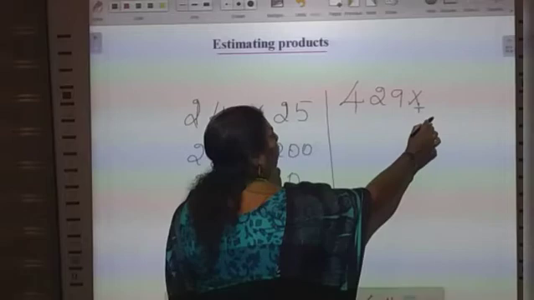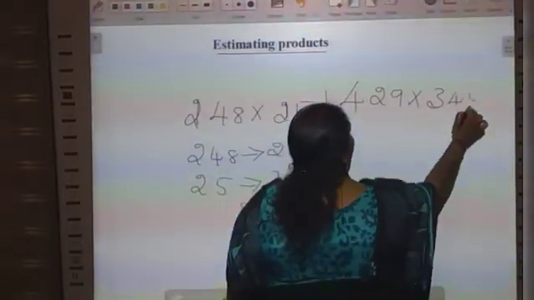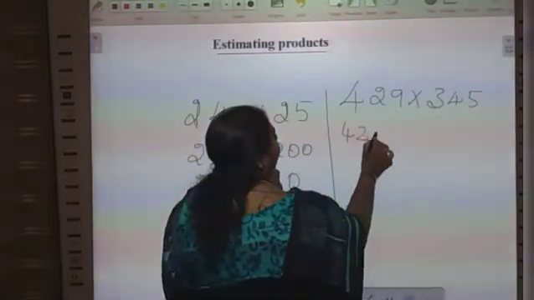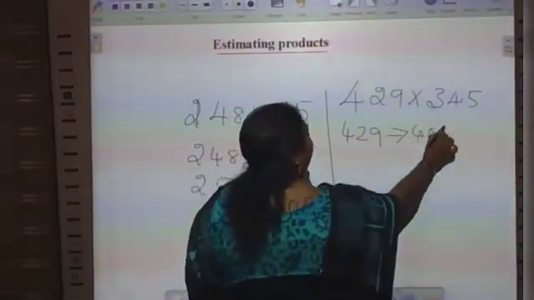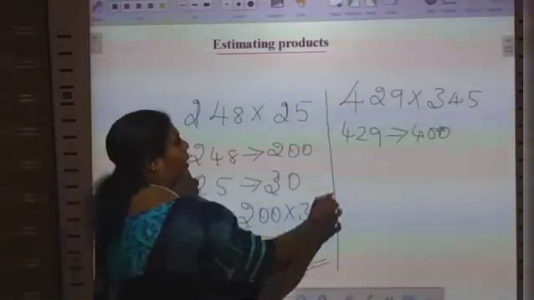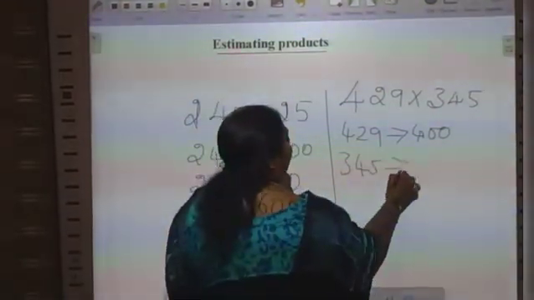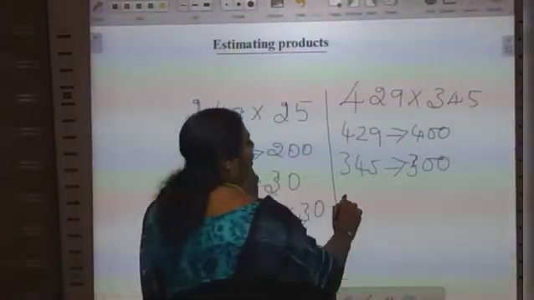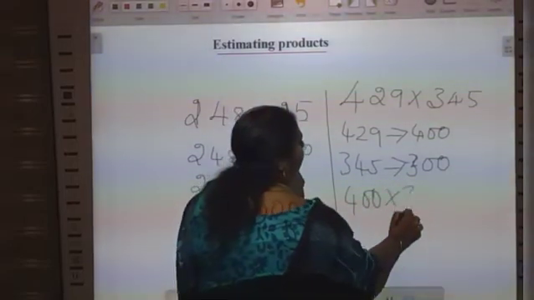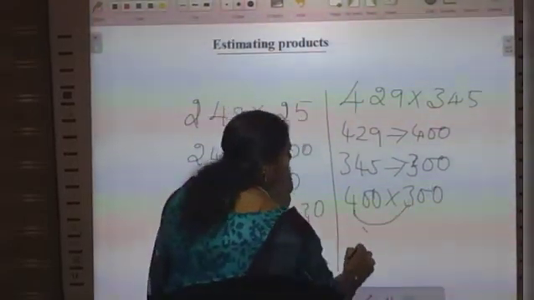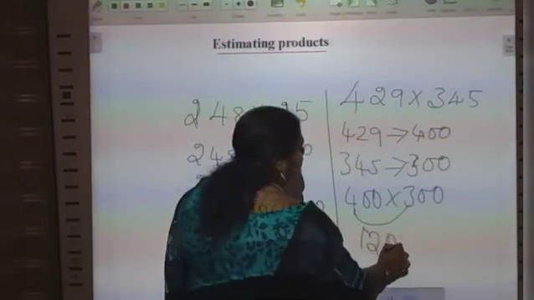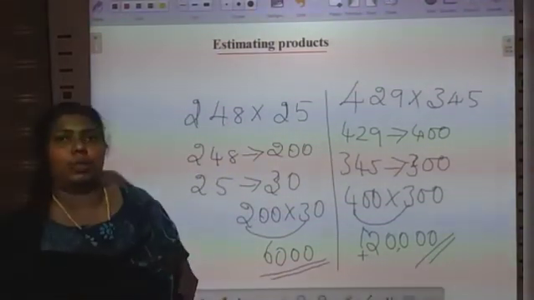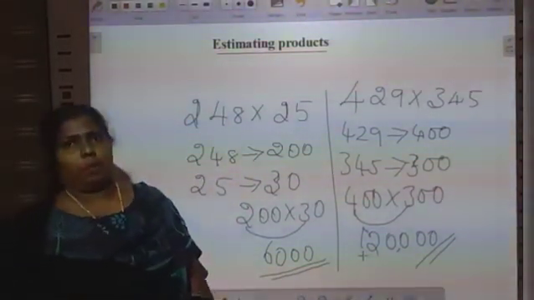429 into 345. Okay, 400 estimating value. 429 nearest to 100 is how much? It will come 400, right? Then 345. The nearest value nearest to 100 is 300. Now multiply 400 into 300. 4 times 3 is 12. Then how many zeros we want to add? 4 zeros. So the answer is 1,20,000. This is estimating product, right?